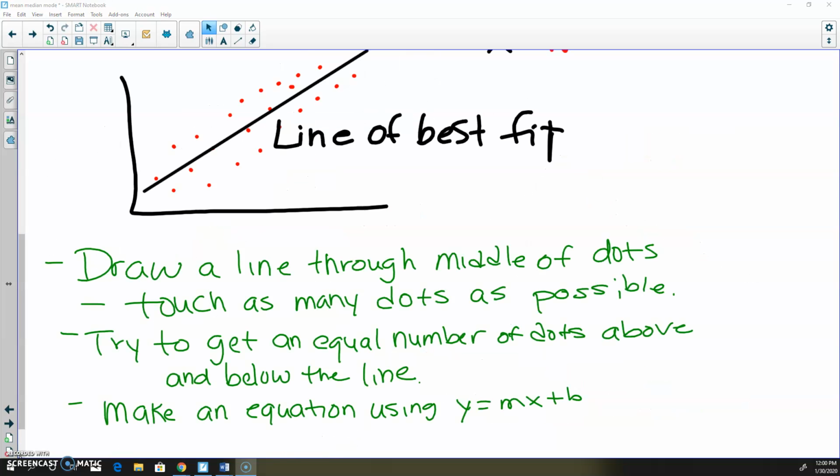So to draw your line of best fit, you try to draw a line between all of the little dots, right through the middle. You try to draw a line touching as many dots as possible. If you can't do that, then you try to put an even number of dots above the line as there is below the line. Then you write the equation, your y equals mx plus b. So we'll have to find your m, and we'll have to find your b, and put them in the equation.